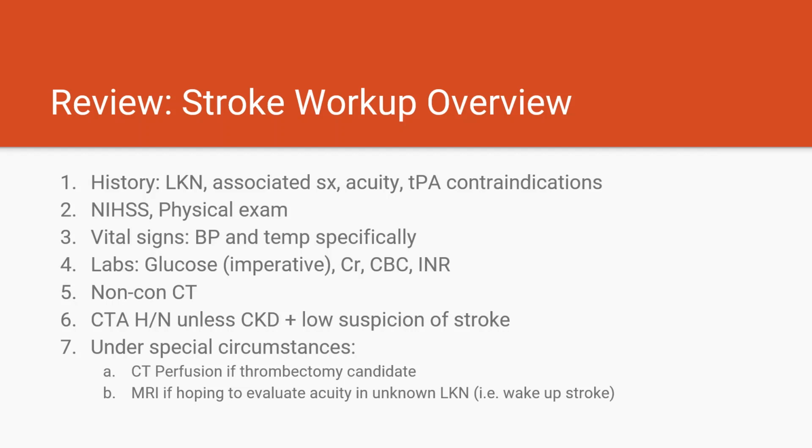During a code stroke, you want to gather a quick history, including most importantly the time of last known normal, as well as things like associated symptoms or TPA contraindications. You also want to get an NIHSS stroke scale and other pertinent quick exam. And while you're doing this, staff should be obtaining vital signs and some labs, most important of which is glucose.